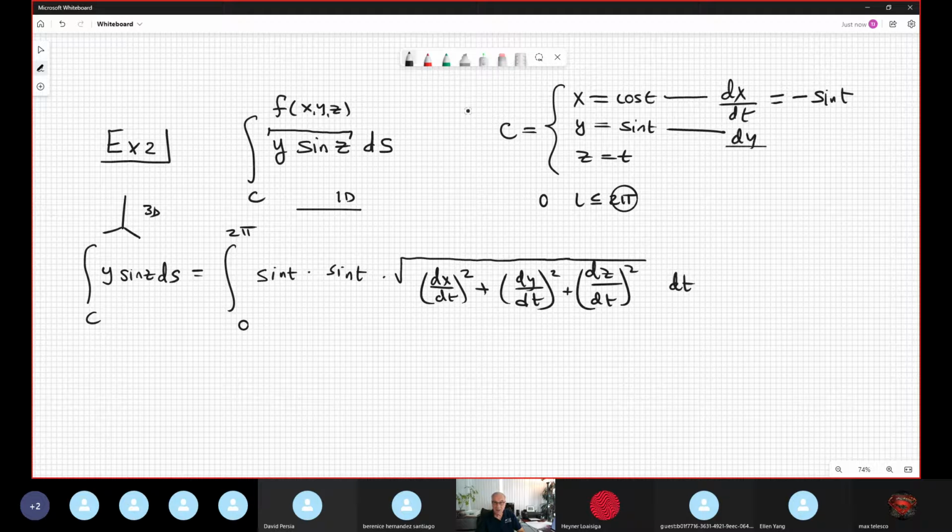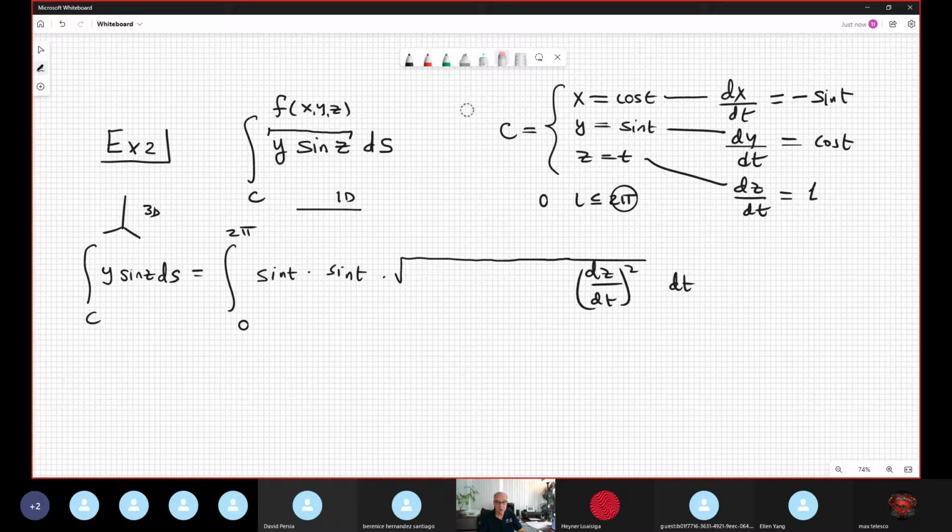dy/dt is cosine t, positive. And dz/dt is 1, because the derivative with respect to t is 1. So you replace it in the formula. You copy that now. This is minus sine square t plus cosine square t plus 1 square, no?